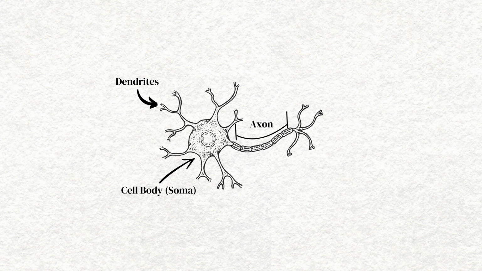Then we have the axon, a long cable-like extension that sends signals away from the cell body. Some axons are over a meter long, like those running from your spinal cord to your toes. And then we have the myelin sheath, a fatty layer that wraps around the axon, produced by glial cells, Schwann cells in the PNS, and oligodendrocytes in the CNS. Its function is to speed up the electrical signal, like insulation on a wire.